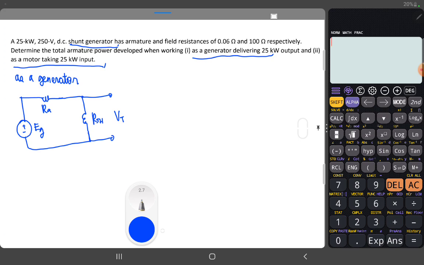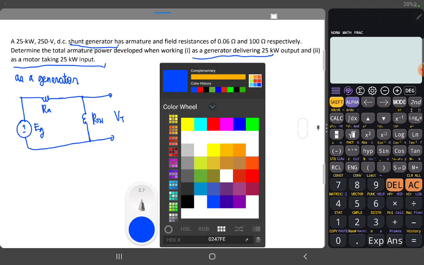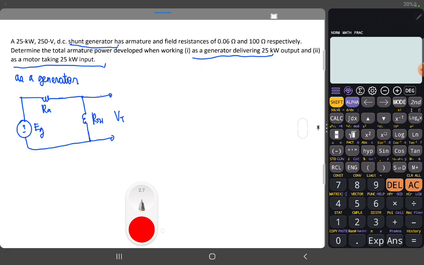Now, from here we have a 25 kilowatt, right? So if we take this as a generator, this will be our output. Okay, so we'll have our IL, and then of course we have our ISH, and then our generator will supply the load IA. Okay, so from here I will create my load.